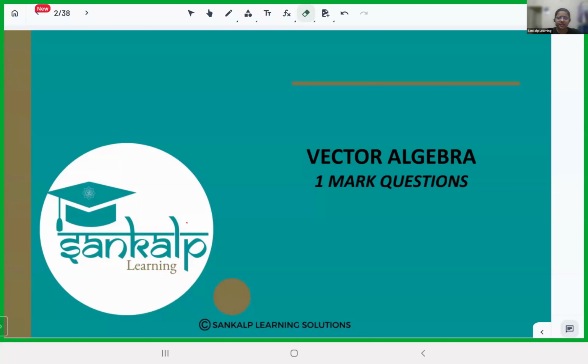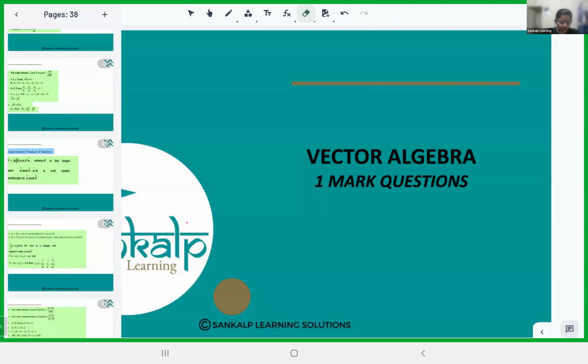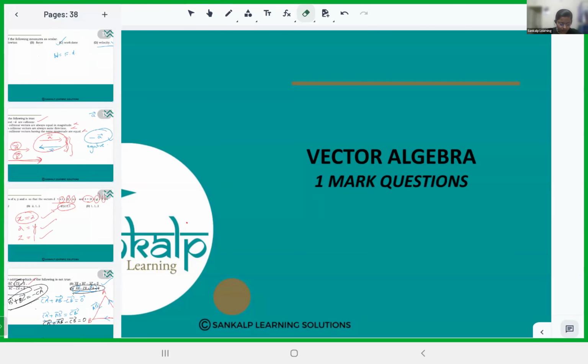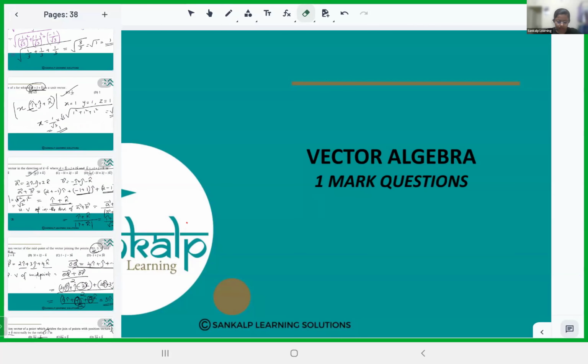So in this session, we'll be discussing the remaining questions that carry 1 mark from the chapter Vector Algebra. We have already discussed some of the important questions that are repeatedly asked, and we'll be continuing the same session, that is the 1 mark questions of chapter Vector Algebra. First we are moving on to the questions itself. Yesterday we discussed the important concepts and all. In this session, we'll continue the remaining questions.